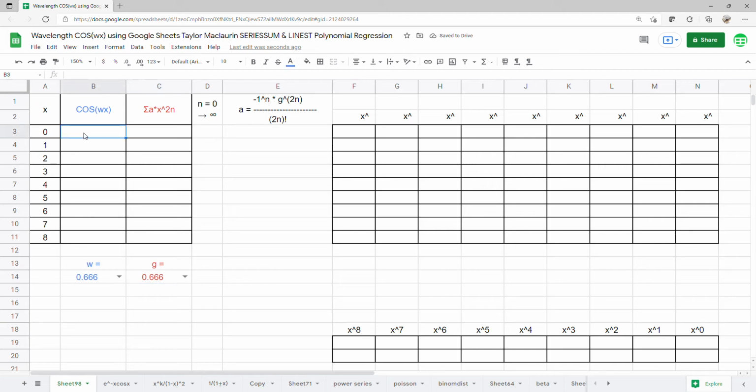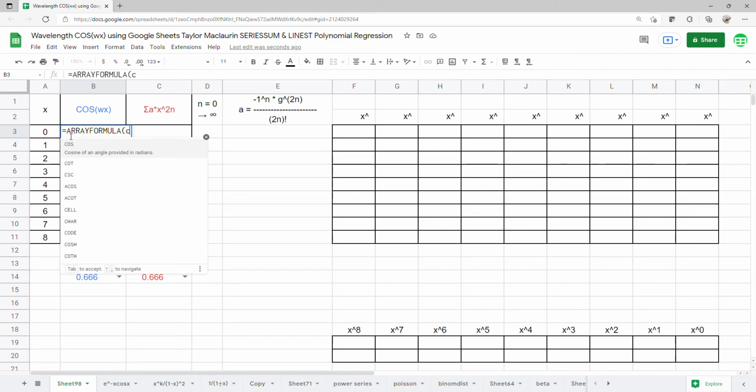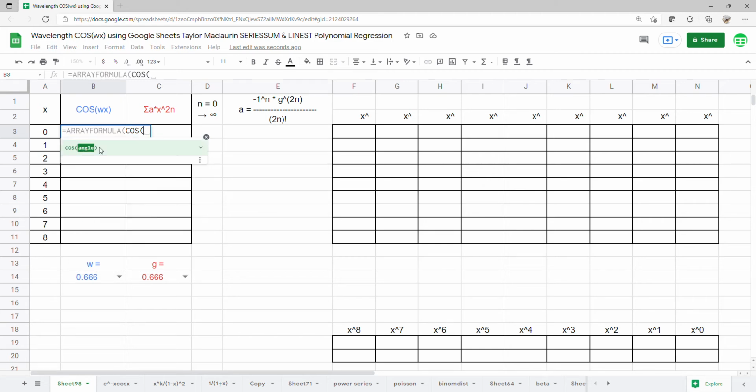Now the dataset of cosine is a formula: cosine W times X.